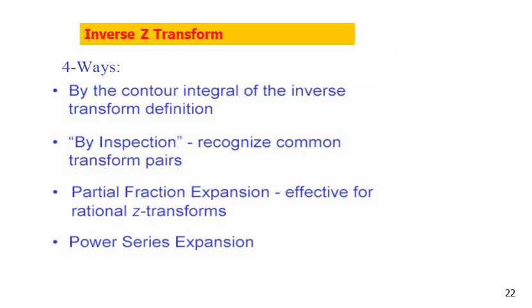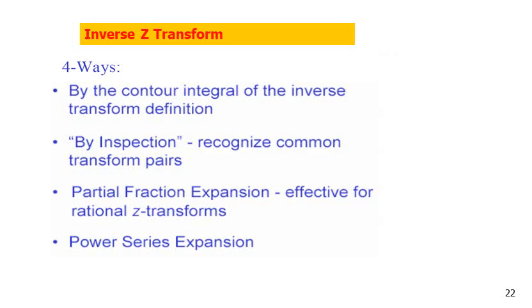The first method is by the contour integral. The second method is by inspection. The third is partial fraction expansion, and the fourth one is power series expansion. We will not discuss the first one because it needs contour integral, which is out of scope of our course.